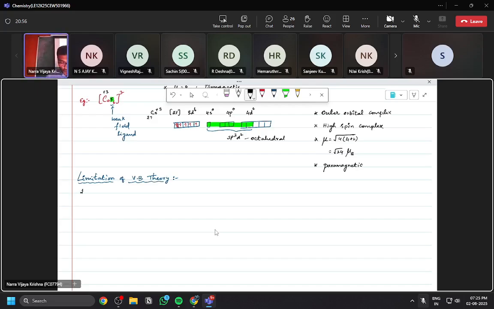First one. For few complexes, it is paramagnetic. For few complexes, we are saying diamagnetic, right? How are we deciding paramagnetic or diamagnetic? By saying pairing electrons or not pairing electrons.